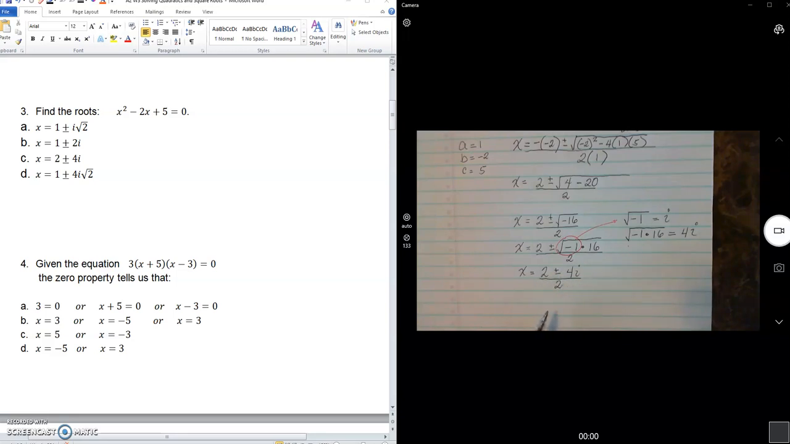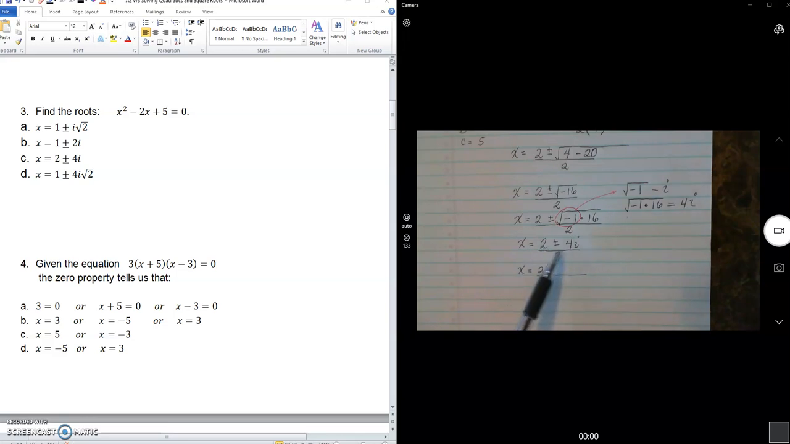The only thing we need to do now is factor out the common factor, which is a 2. When you factor out the 2 on both of these terms, it's going to come out for this first term as 1. And then this is plus or minus 2i. And then of course all over 2, which will cancel out. Final answer will now come out as x equals 1 plus or minus 2i, which actually has 2 meanings. It means that x equals 1 plus 2i, or x is equal to 1 minus 2i. Therefore, for question number 3, our answer is letter B.